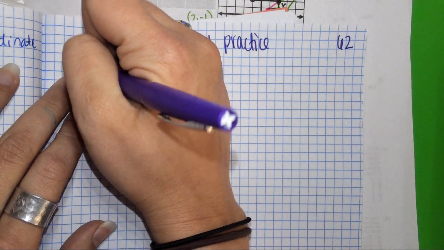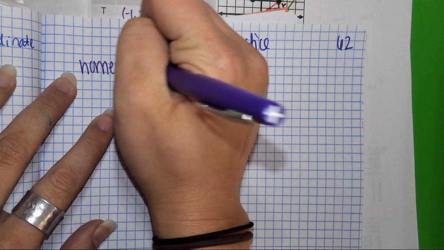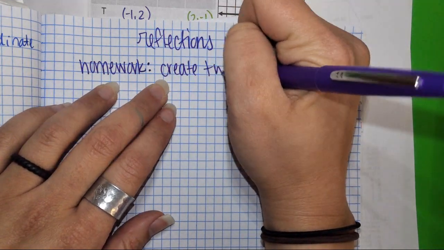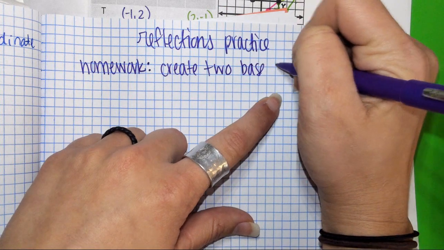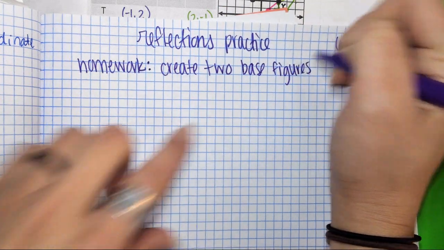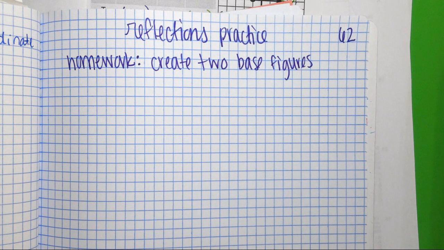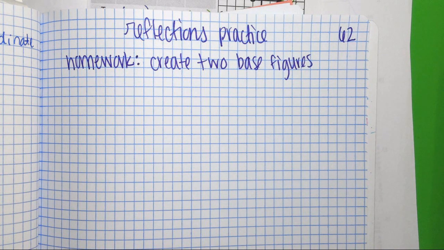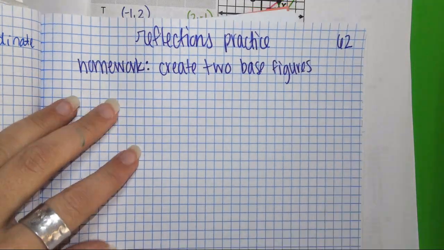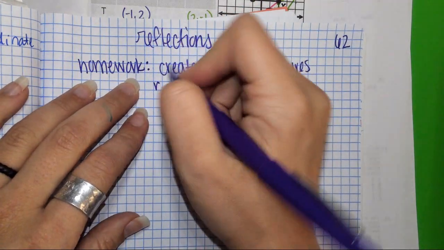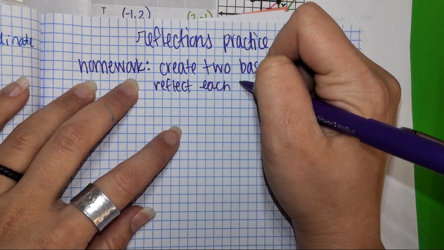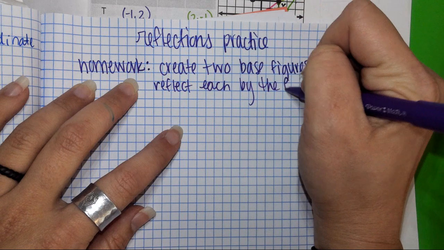Alright, so your homework tonight. You're going to create 2 base figures. And they have to be on a coordinate plane. So go ahead and draw your coordinate plane, draw whatever figure you want, figure out the points for your figure. It can be a triangle, it can be a rectangle, it can be a circle, it can be whatever you want it to be. Reflect each by the following.